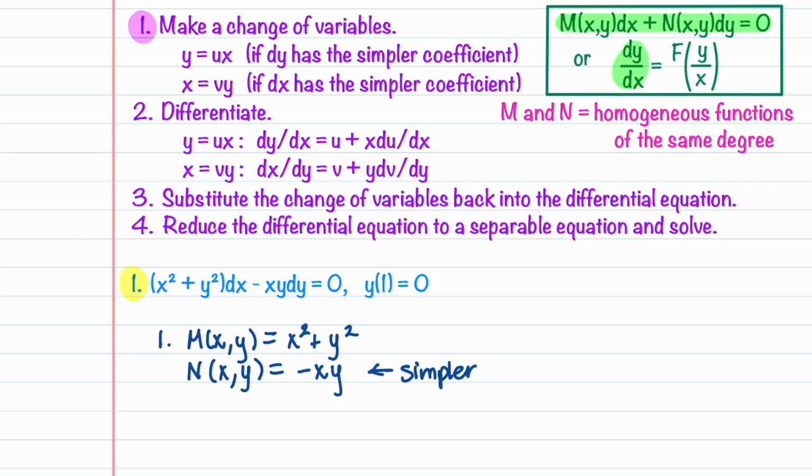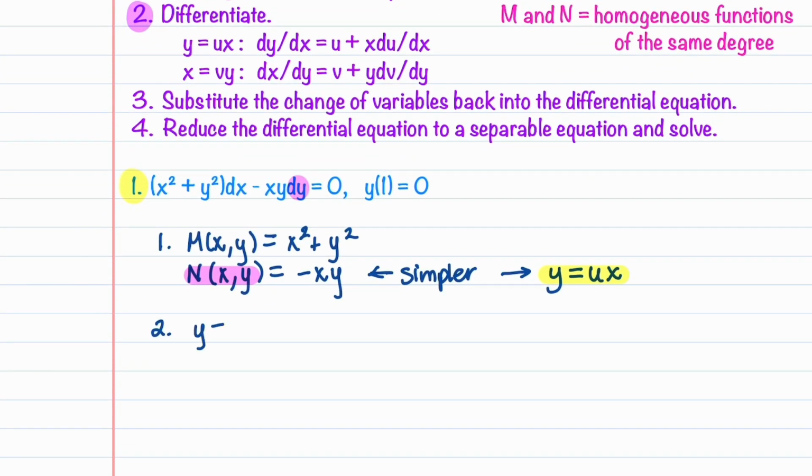And that means that we're going to make the change of variables y is equal to u times x. One easy way to remember this is to notice that n is the coefficient that multiplies dy, and that's why y is our new change of variables. Our second step is to differentiate y is equal to u times x. Let's do that.